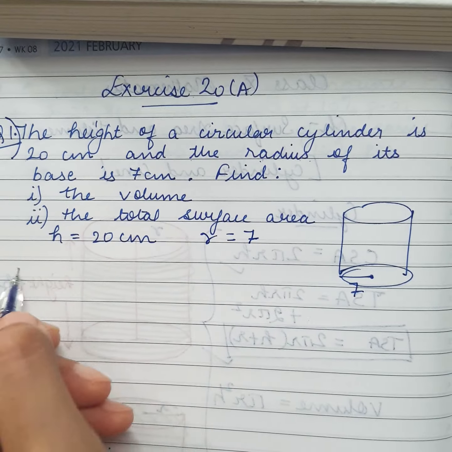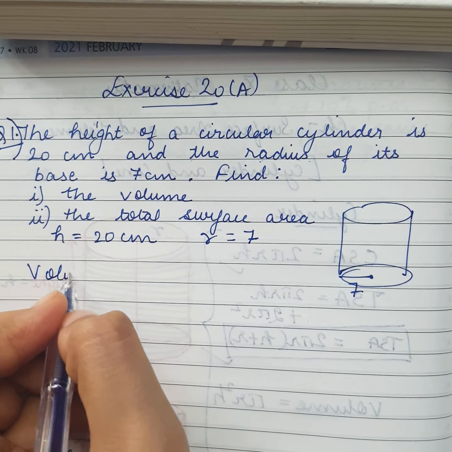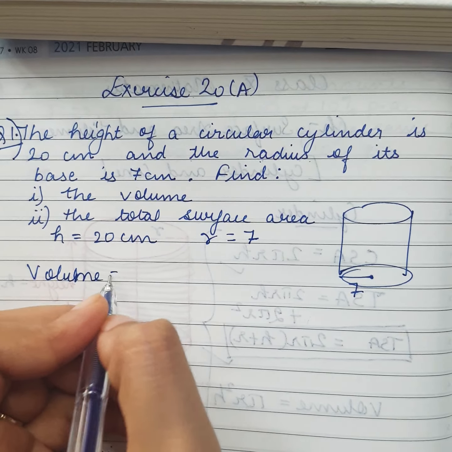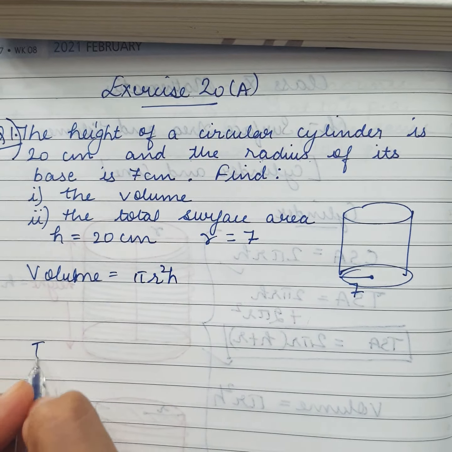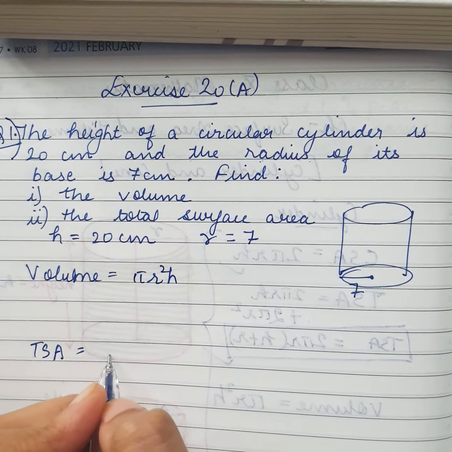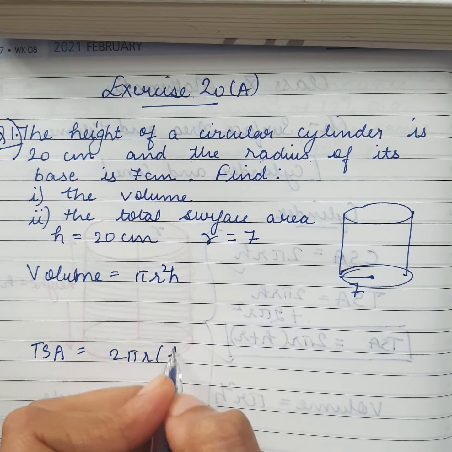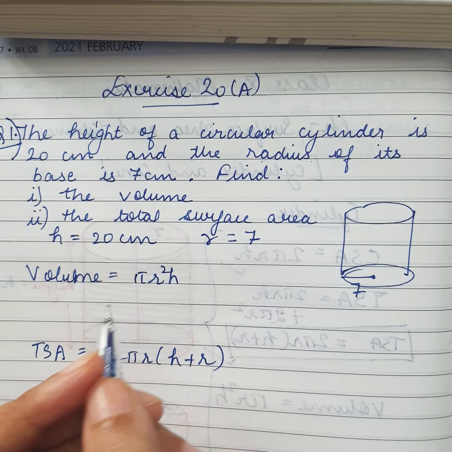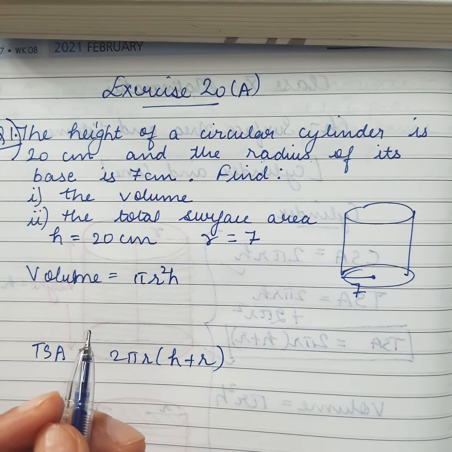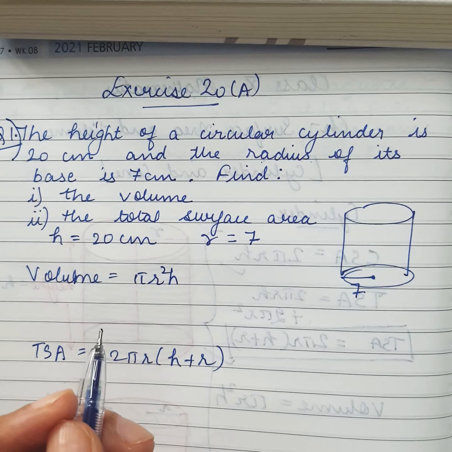Find the volume and total surface area. So clearly we will apply the formula. Volume is pi r square h, and the total surface area of the figure is 2 pi r (h plus r). You have to remember the formula. Now until it is given in the question to take pi as 3.14, we are not going to use it.